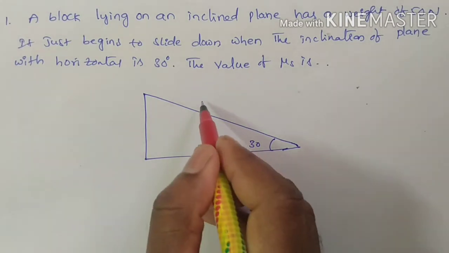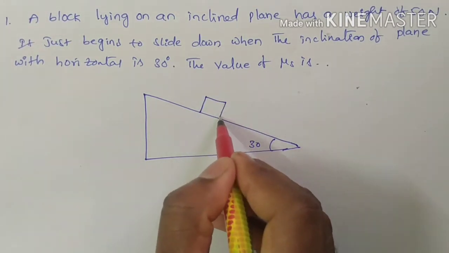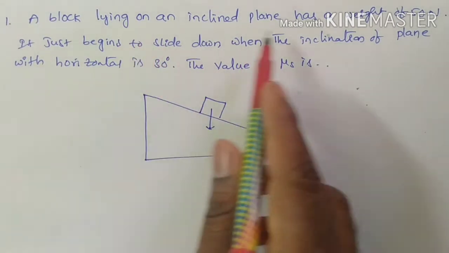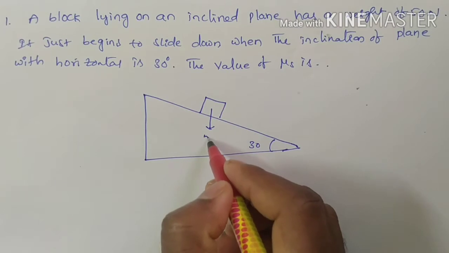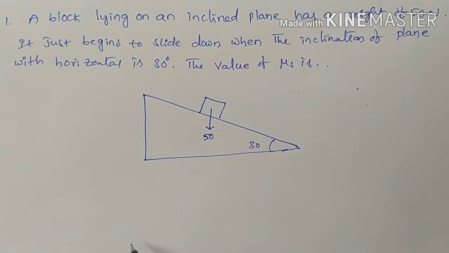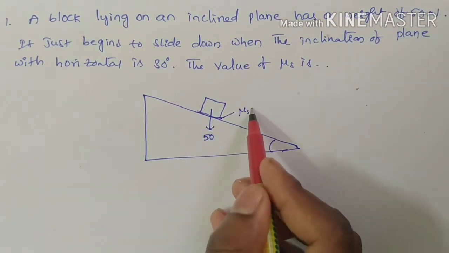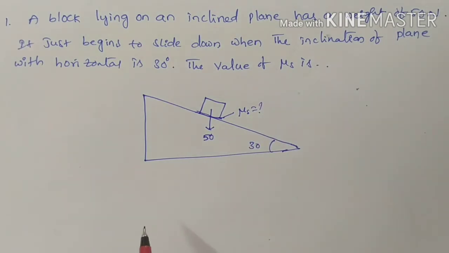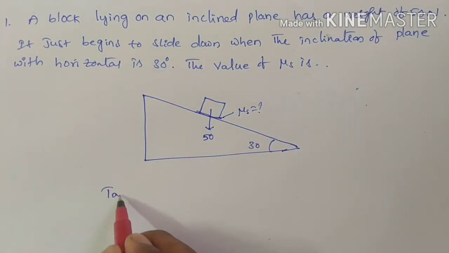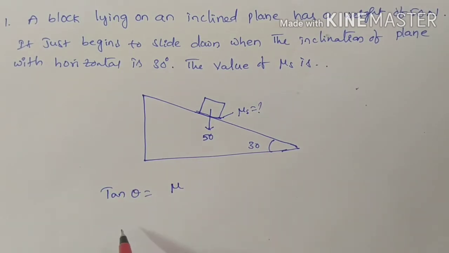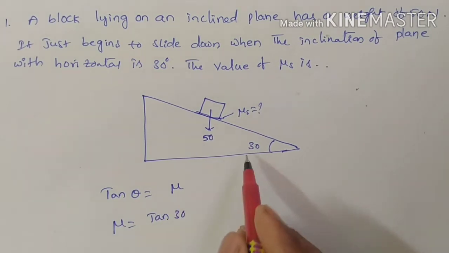Okay, let us assume a body of weight 50 newton placed on the inclined plane. Now we are going to calculate the coefficient of static friction between this inclined plane and the block. Here mu is equal to question mark. There is one formula: tan theta is equal to mu. So here mu is equal to tan 30 degrees, where theta is equal to 30.